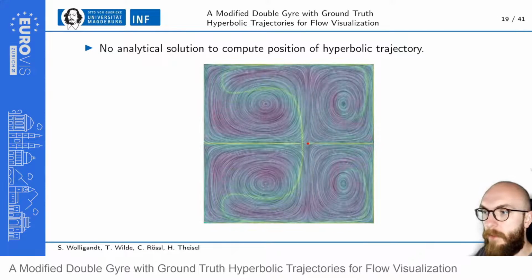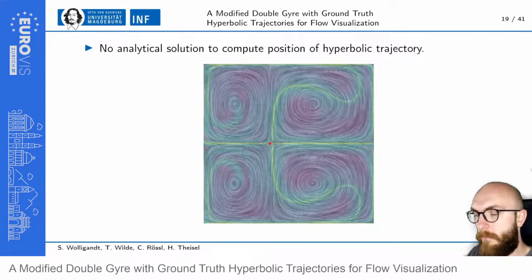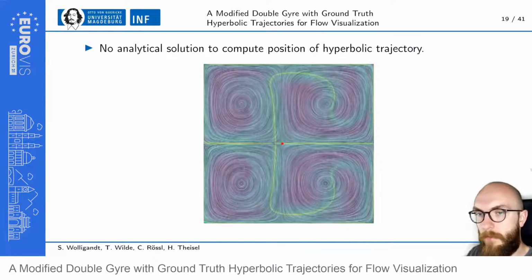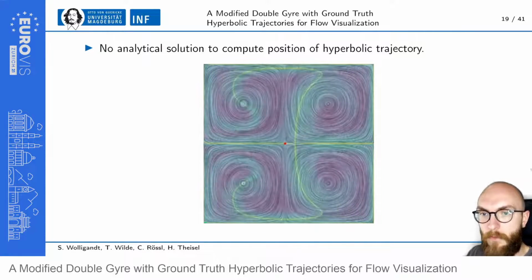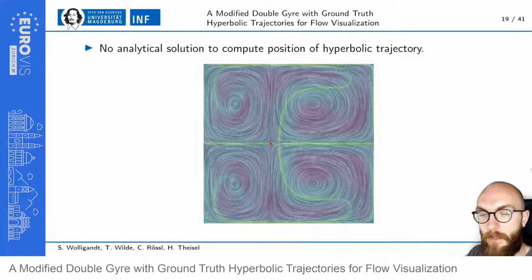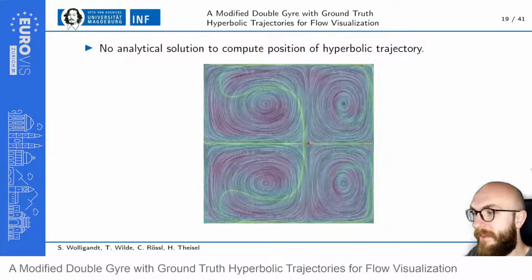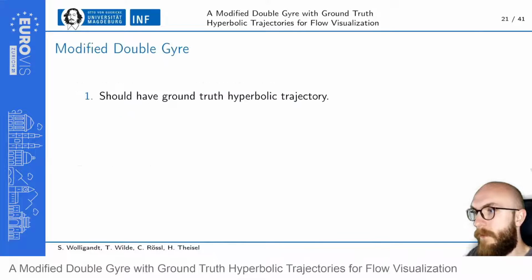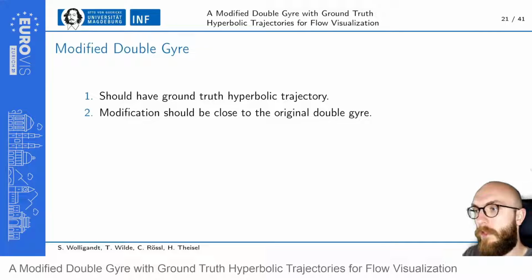The position of the hyperbolic trajectory seems to move in a sine-like function, but unfortunately this is not the case. There is no analytical solution to describe this hyperbolic trajectory. But we can do something and modify this double gyre to define a sine-like hyperbolic trajectory. And now here comes our idea. The modification should fulfill these two requirements. It should have a ground truth hyperbolic trajectory in closed form, which allows for computing LCS boundaries by numerical particle integration, and it still should be close to the original double gyre.